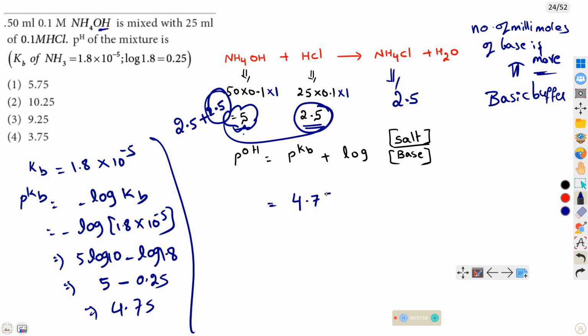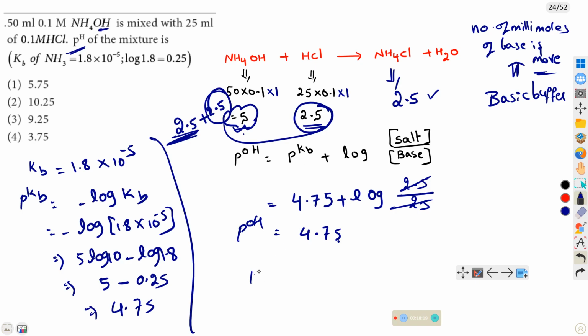pKb value 4.75 plus log of salt concentration. Salt concentration is 2.5, and remaining base is 2.5 millimoles. Log 1 value is 0. So pOH value is equal to 4.75. What is the question? Calculate pH. pH is equal to 14 minus 4.75. Then you will get 9.25. Third option correct.